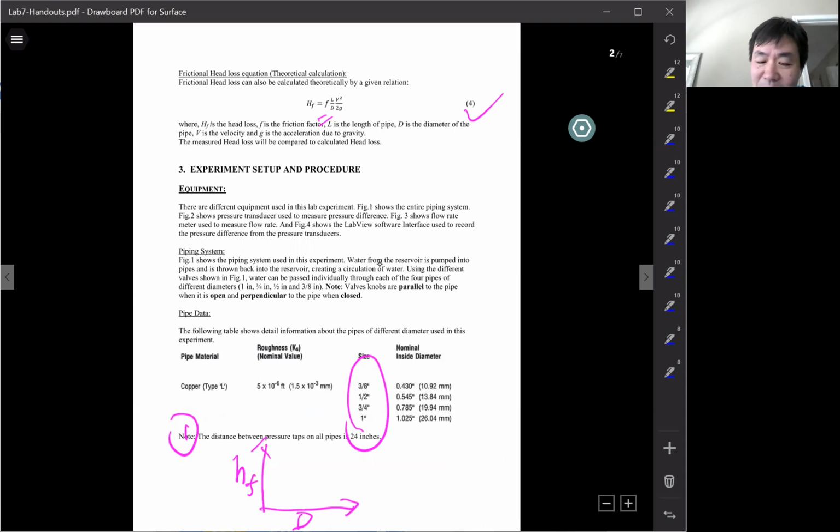Diameter, the smaller the diameter, the greater the loss. So it should look like this. You have 4 diameters. It should be like this. That's one line. The other line is from the theoretical calculation. 2 lines. Okay, each line has 4 points, 4 diameters. So that's a comparison between measured head loss and theoretical head loss. Okay.